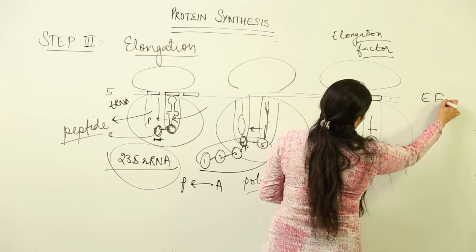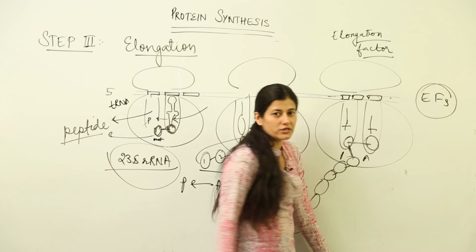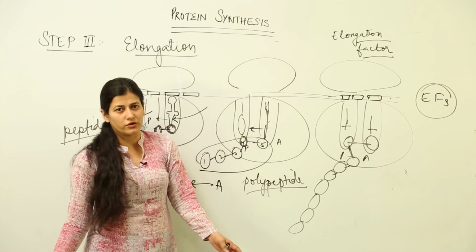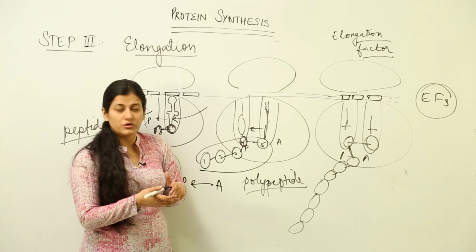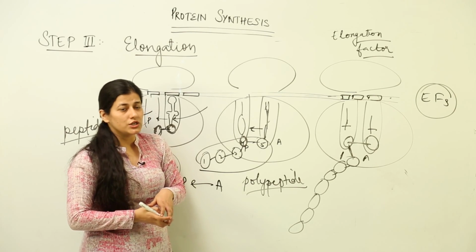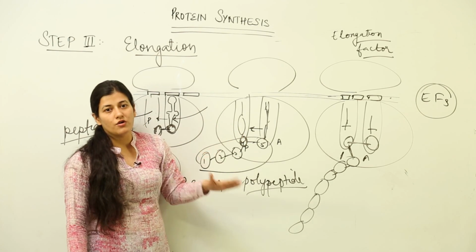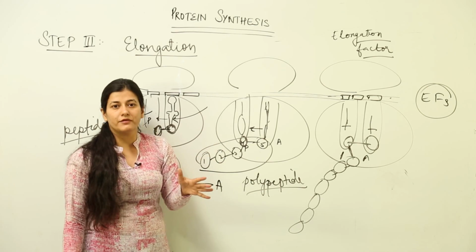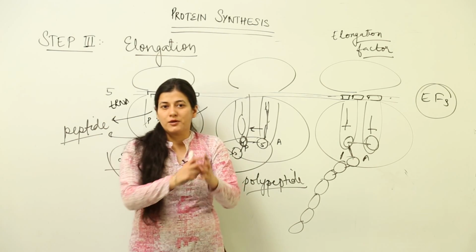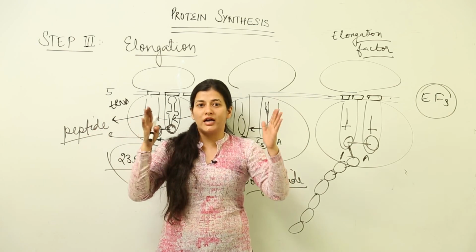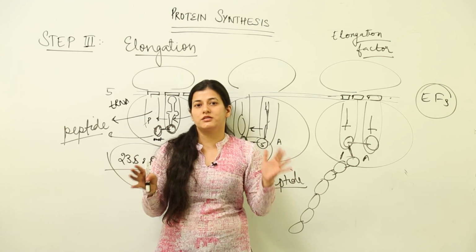There are a few EFs in prokaryotes and many complex ones in eukaryotes, which is bound to happen because eukaryotes have a complex organization. And with this we come to the end of elongation. The next topic would be termination, where the polypeptide chain formation would come to a halt. How does it take place? Let's see in the next.